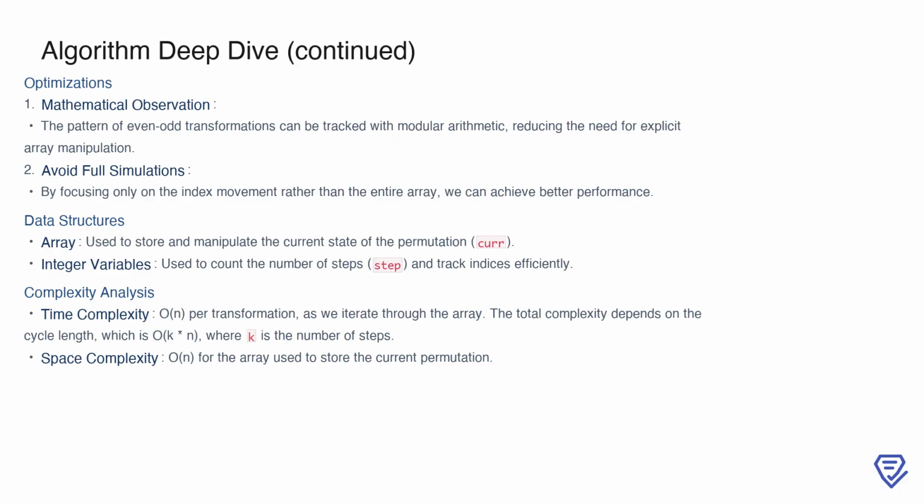The key data structures include an array to store the permutation's current state and integer variables to track the number of steps and efficiently compute index positions. In terms of complexity, each transformation takes O(n) time as we iterate through all indices. The total time complexity depends on the cycle length, resulting in k*n, where k is the number of transformations. Space complexity is O(n), as we maintain a single array for the current state.